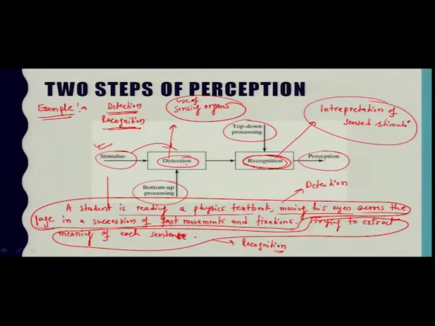So here, the distinction between detection as a sensory process and recognition as a cerebral process in the perception stage of human information processing can be explained using the concept of bottom up processing and top down processing. So what is bottom up processing all about, and what does top down processing express?